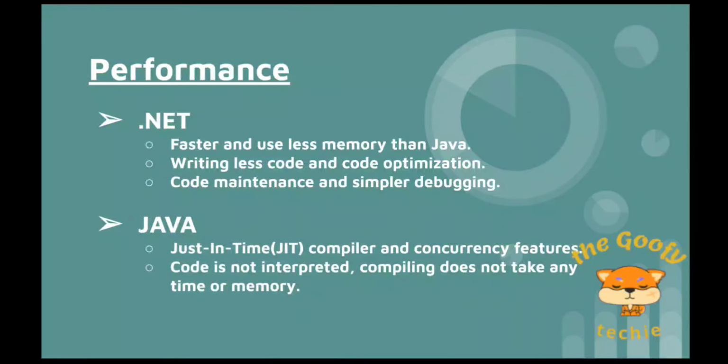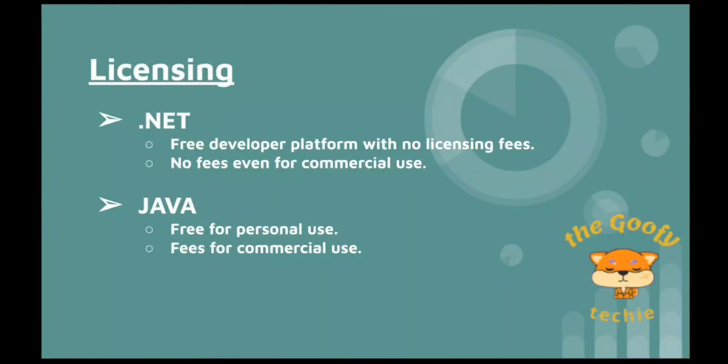So next is licensing. .NET is a free developer platform with no licensing fees. Whereas in Java, since the April 2019 Java 8 upgrade, all versions and updates for Java 8, 9, 10, 11, 14 are free for personal use and development. Any other use necessitates the purchase of a commercial license.